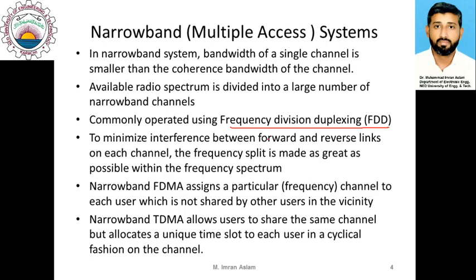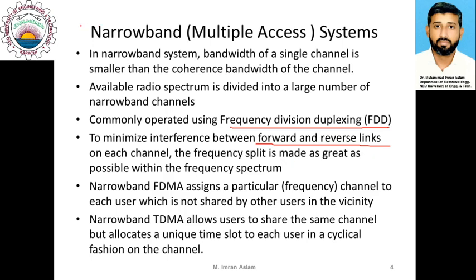In order to minimize the interference, because in duplexing we are talking about two different links, forward and reverse link, we need to make a split in the frequency so that the frequencies allocated to the forward and reverse channels are significantly different and do not cause interference with each other.